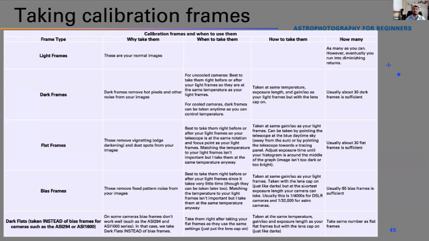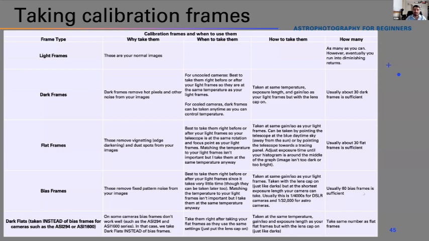You take them with the lens cap on, just like darks, but at the shortest exposure time that your camera can take. Usually that is 1/4000th of a second or 1/8000th of a second for most DSLRs or mirrorless cameras, and 1/32,000th of a second usually, or something around that, for most astro cameras. So just set your exposure time to the shortest possible.